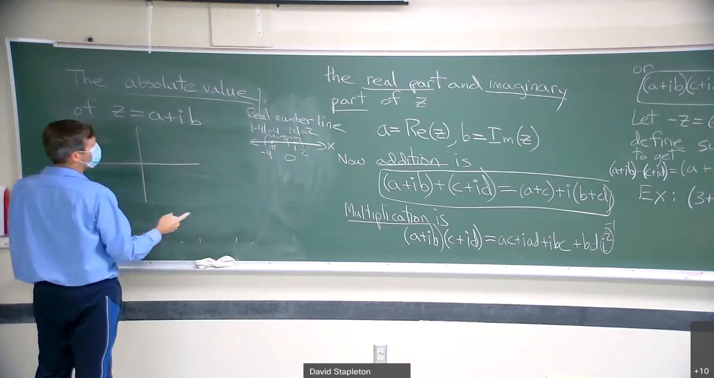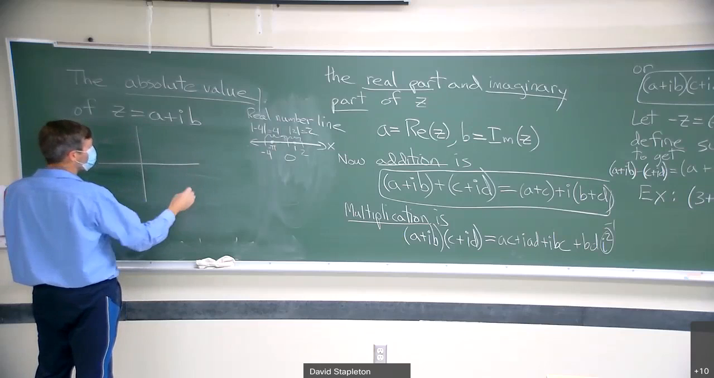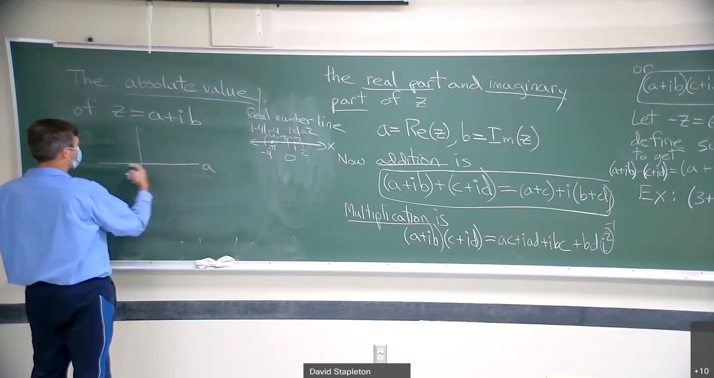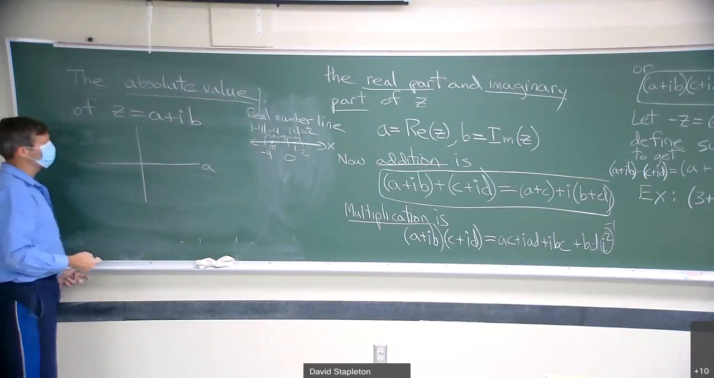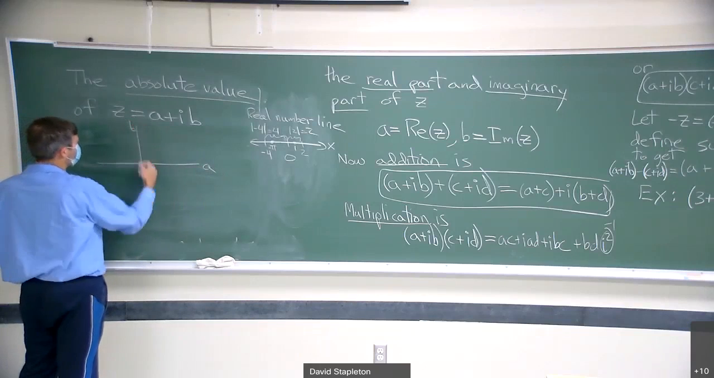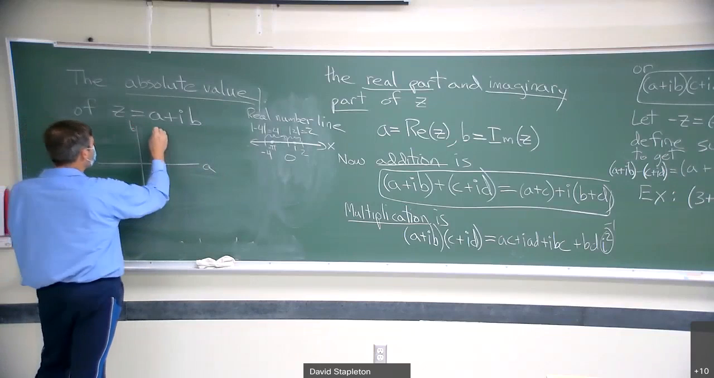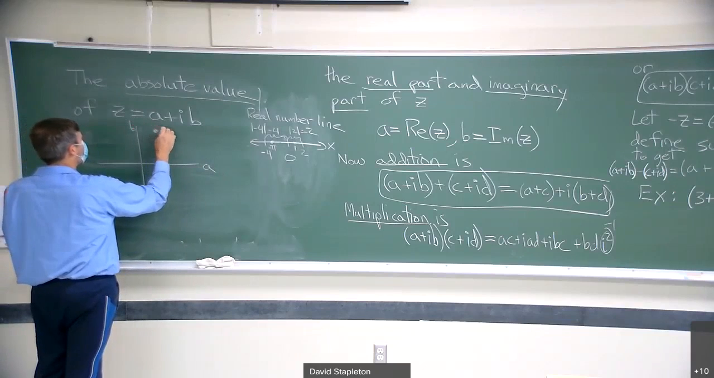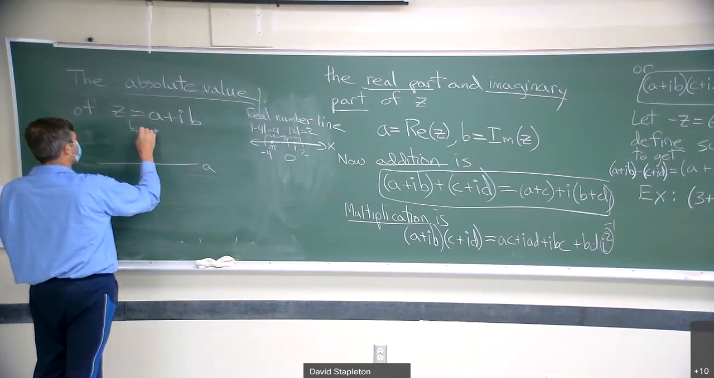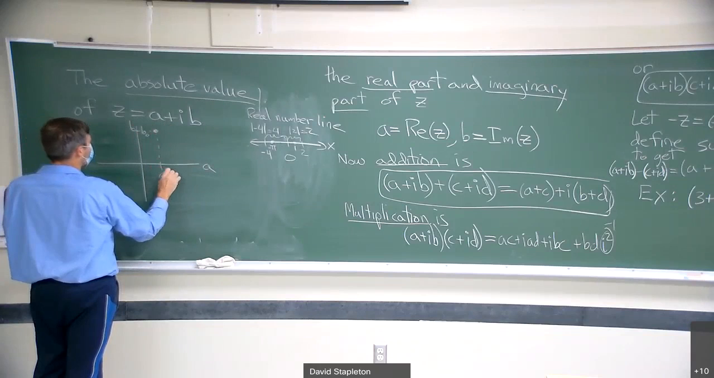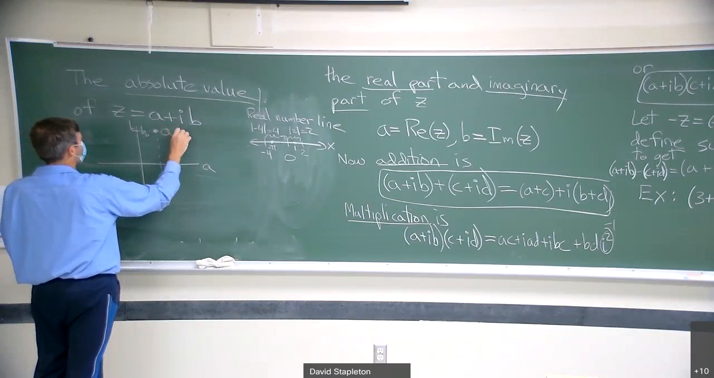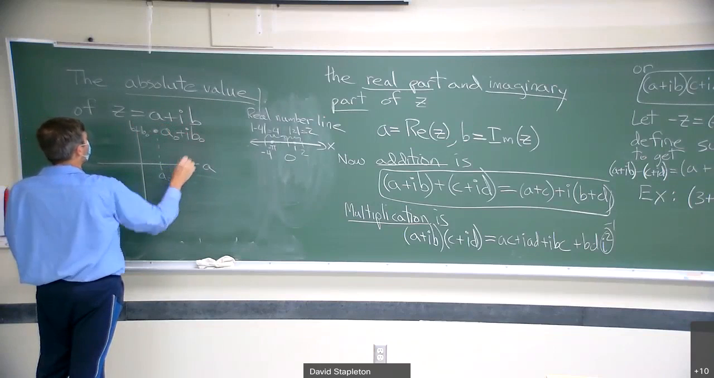We say, well, wait a minute, it's a plus ib and they're both real numbers. So I can make a real number line for a, the real part, and another real number line for b, the imaginary part. Then each point in the plane will correspond, if this is b0 and this is a0, to a0 plus ib0, a complex number.